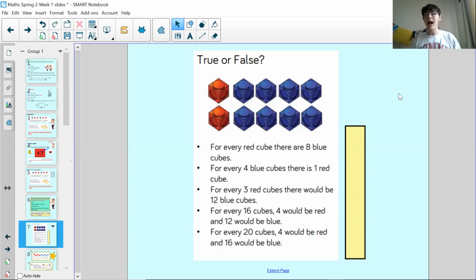Okay, so have a look at the picture here, the image. We've got 1 red and 4 blues and then another red and 4 blues. Okay, and have a think about true or false. Which ones of these statements are true and which are false? And when you are done, I will come back to you with the answers.